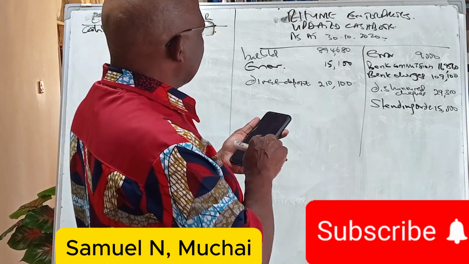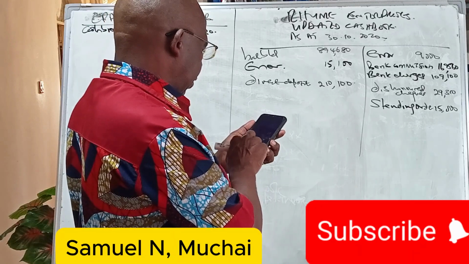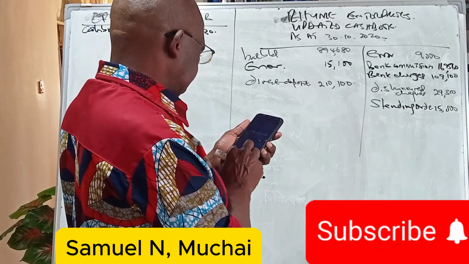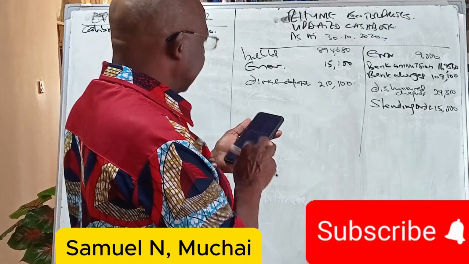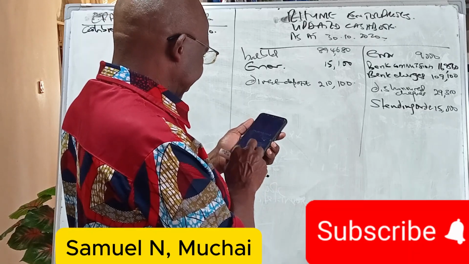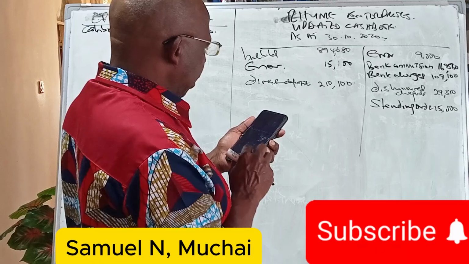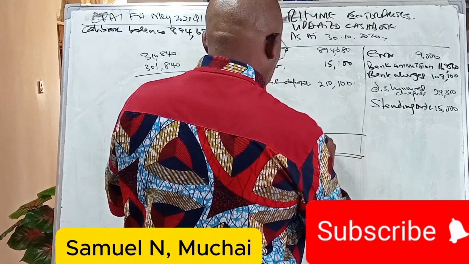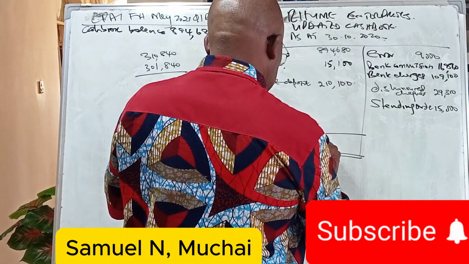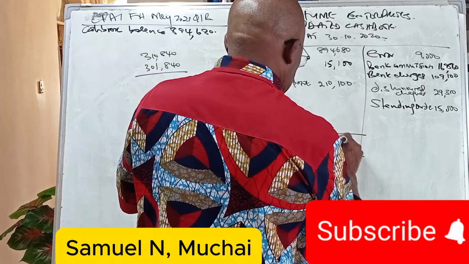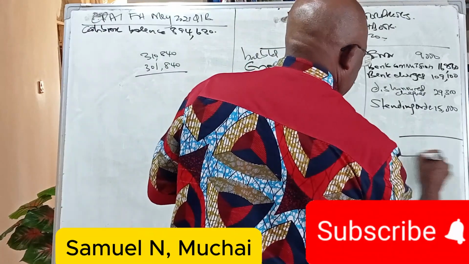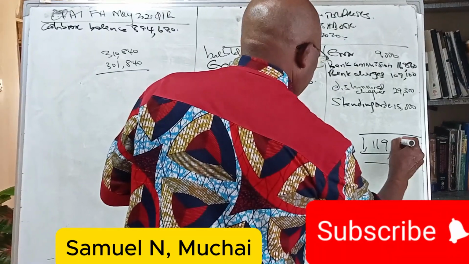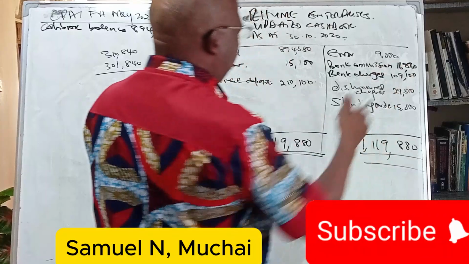So if we now add 894,680 plus 15,100 plus 210,100, we get 1,119,880. So we subtract the payments.